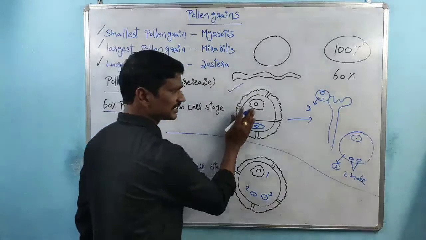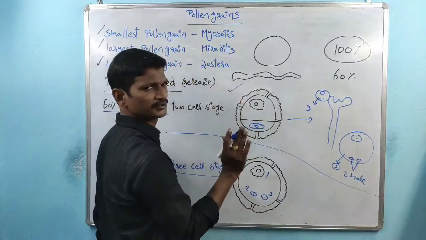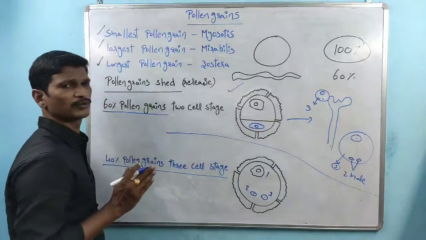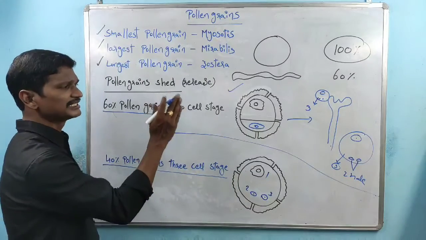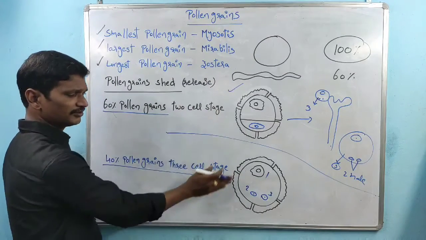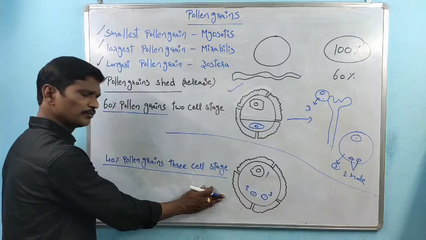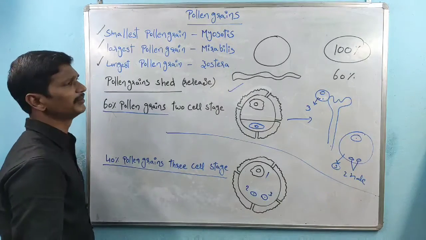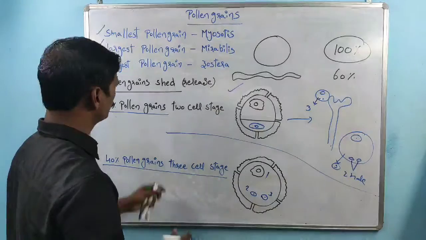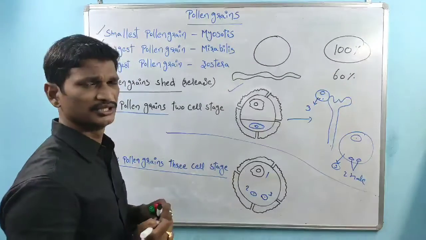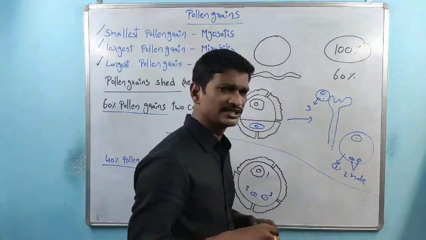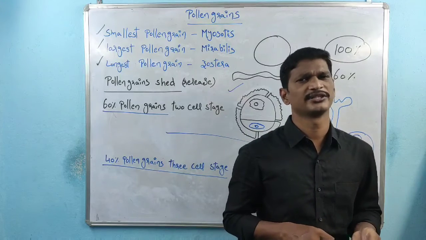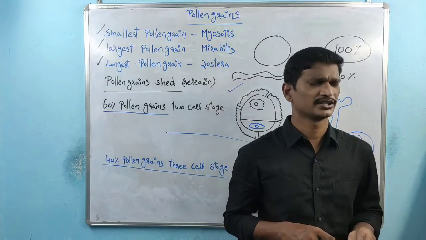Sir, is the three-cell stage present or absent here? Definitely present. After the releasing process, the three-cell stage is maintained. Before the pollen grains are released, the three-cell stage is maintained, right? So that is about the pollen grain shedding process. Once the pollen grains are released and reach the stigma, that step is called pollination.